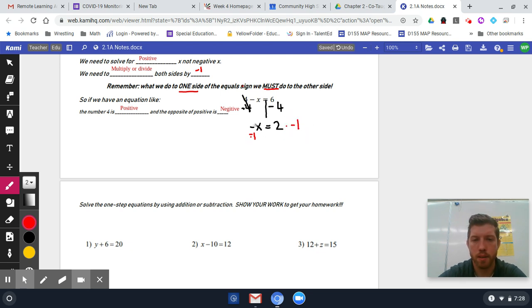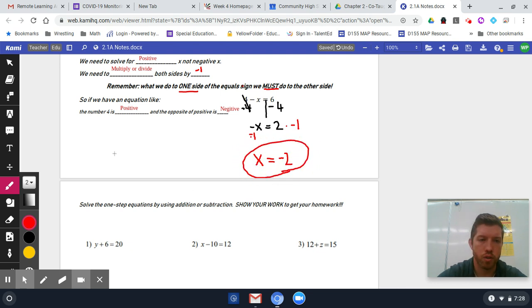So a negative times a negative. -1 times a -1 is going to give us a positive x, which it should. That's the reason why we're doing this. And then a positive 2 times a -1 is a -2. So notice all that did is switch the two symbols. This becomes positive and this becomes negative. And that's fine. That's all we want it to do. But now we have x equals -2.